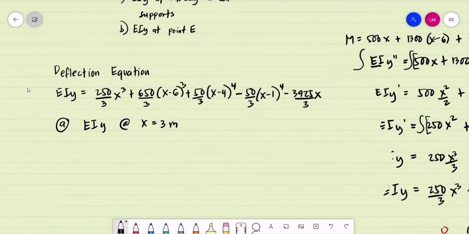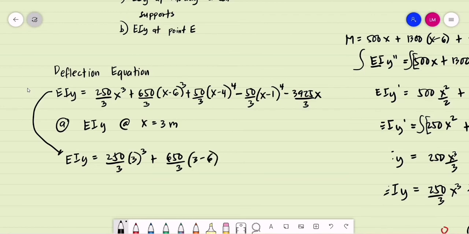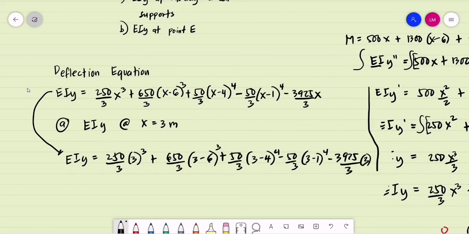So we substitute the value of x in our deflection equation. This is EIY equal to 250 divided by 3 multiplied by 3 cubed plus 650 divided by 3 multiplied by 3 minus 6 cubed. Then plus we have 50 over 3 multiplied by 3 minus 4 raised to 4 minus the 50 over 3 multiplied by 3 minus 1 to the 4th. Then minus 3,925 divided by 3, multiplied by the value of x, that is 3.